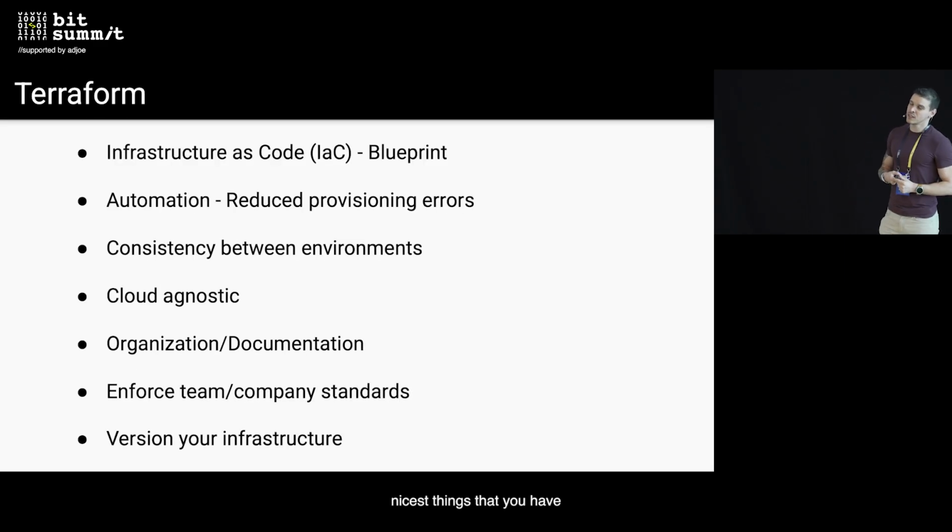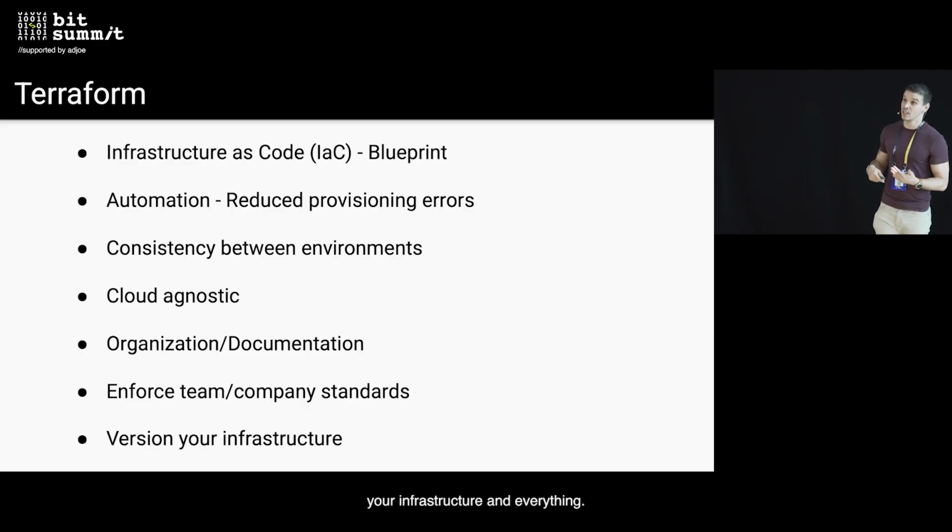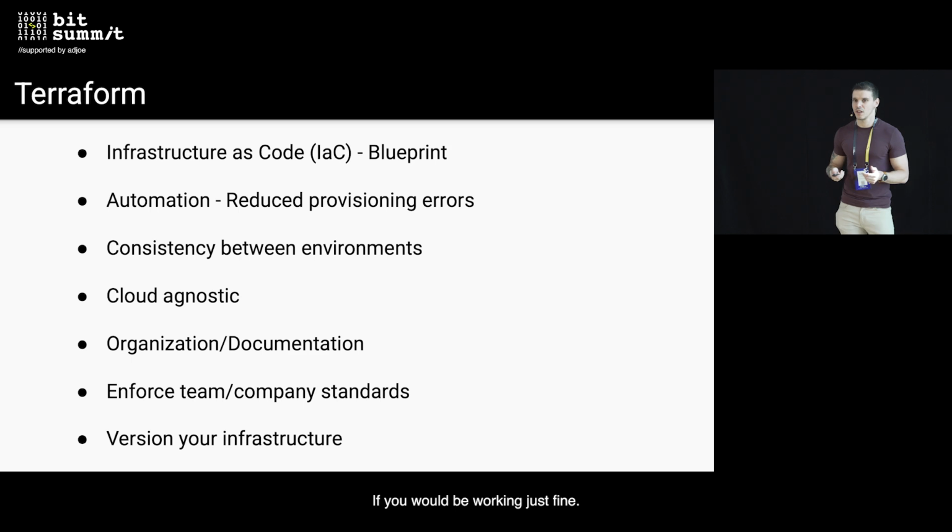And one of the nicest things that you have is versioning of your infrastructure. So you deploy something by accident to production and everything breaks. The only thing that you need to do is revert to the previous commit and redeploy your infrastructure, and everything, in theory, will be working just fine.